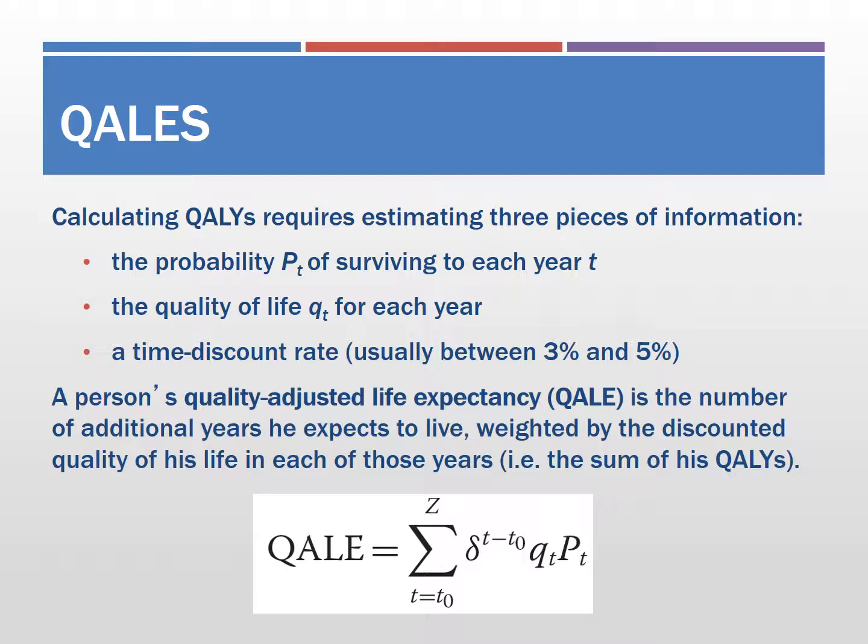So this measurement, QALE, is the number of additional years that a person expects to live, weighted with the discounted quality of life in each of those years. So basically it's the sum of all the QALYs, for every single year lived.